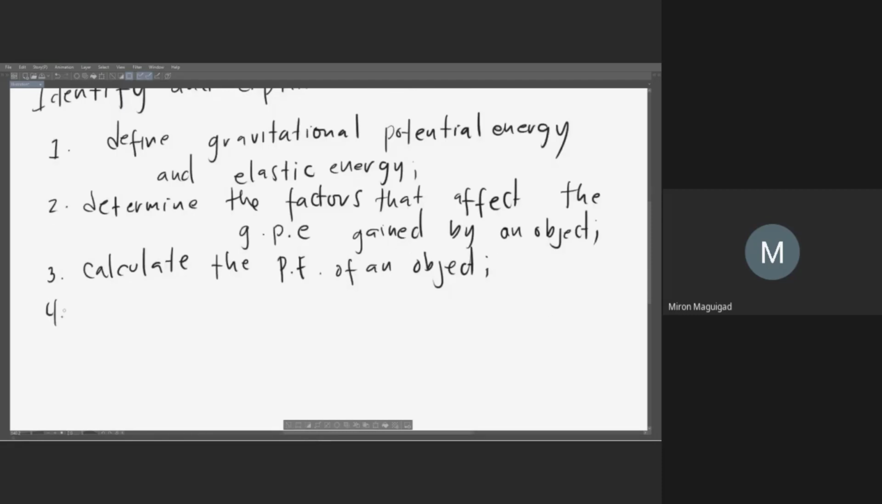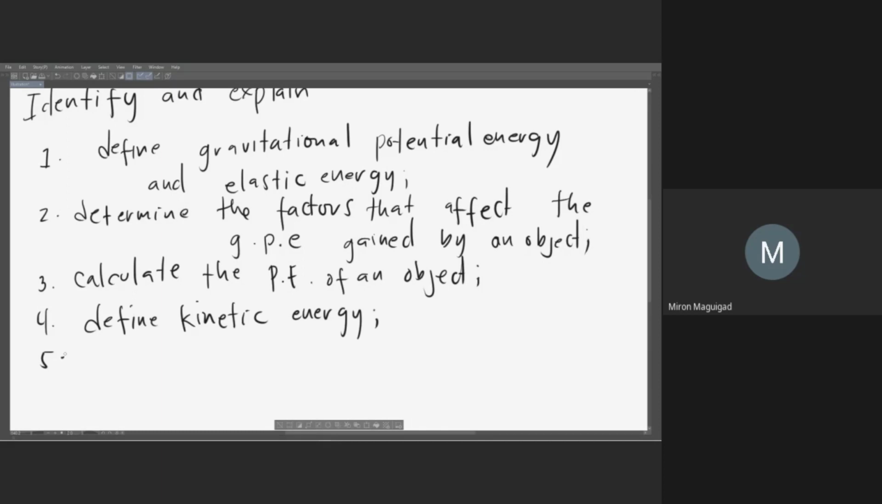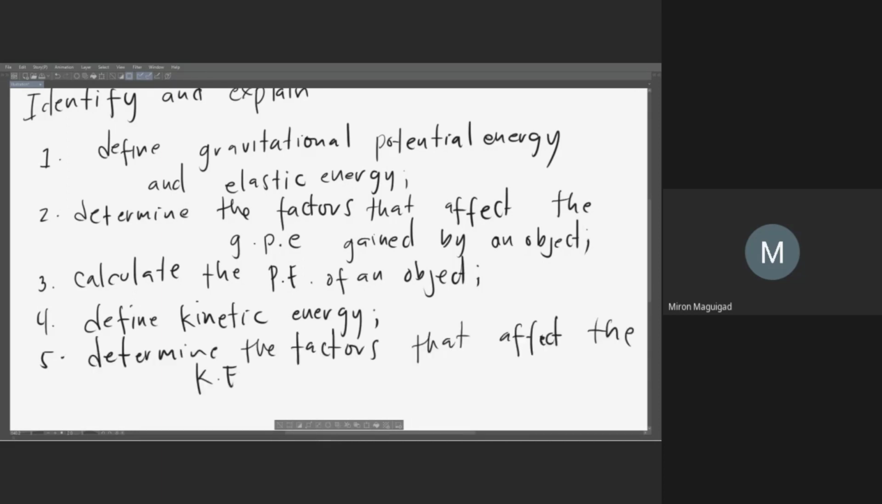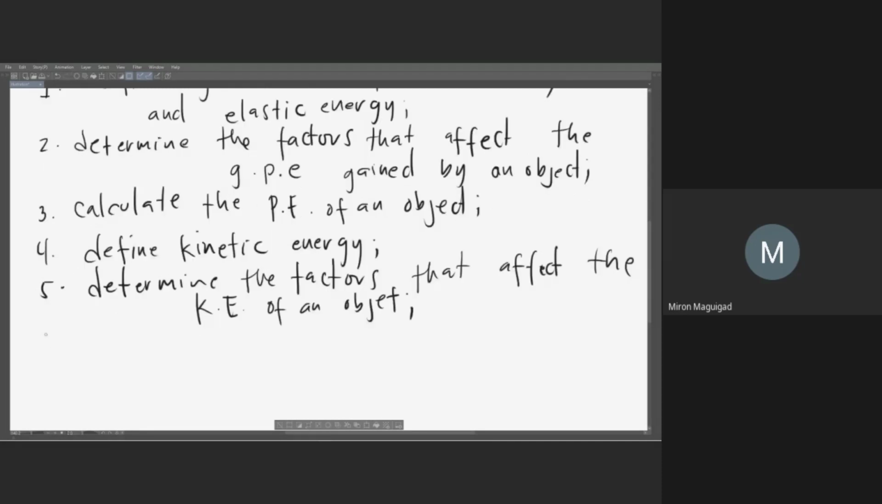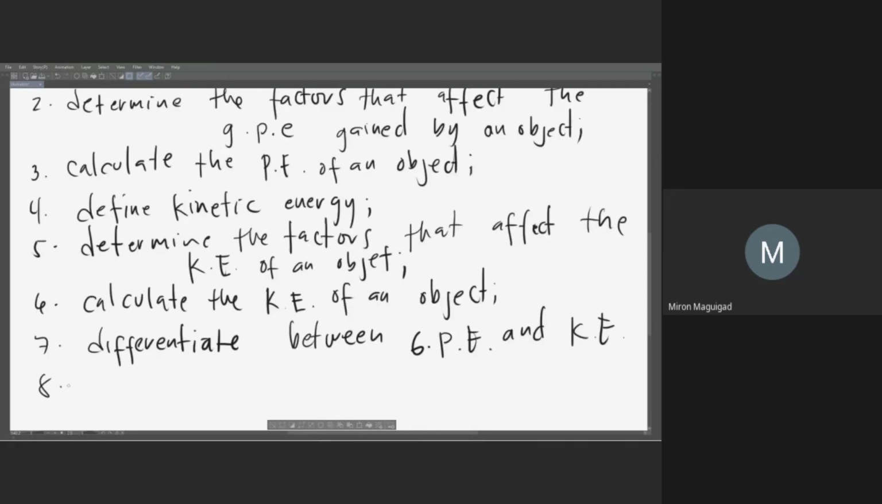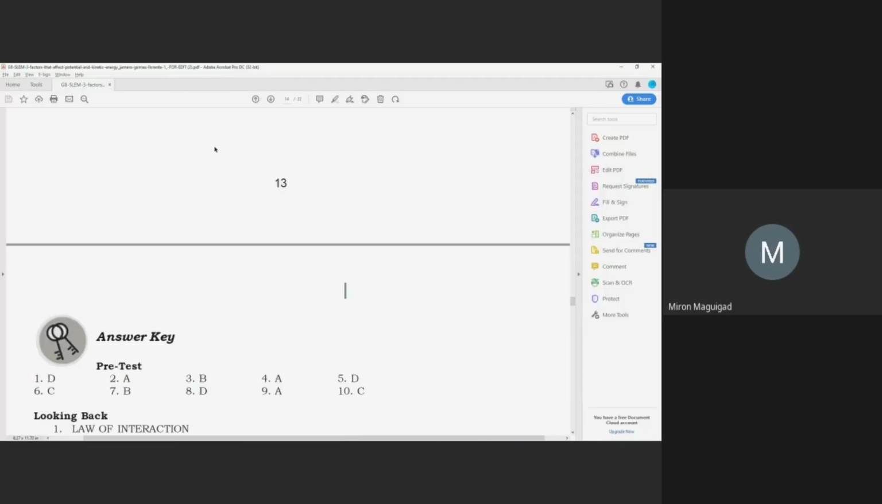Number four, define kinetic energy. For number five, determine the factors that affect kinetic energy of an object. KE means kinetic energy. Number six is to calculate the kinetic energy of an object. Number seven is differentiate between gravitational potential energy and kinetic energy. And lastly, define and calculate work. Okay, so tapos na po.